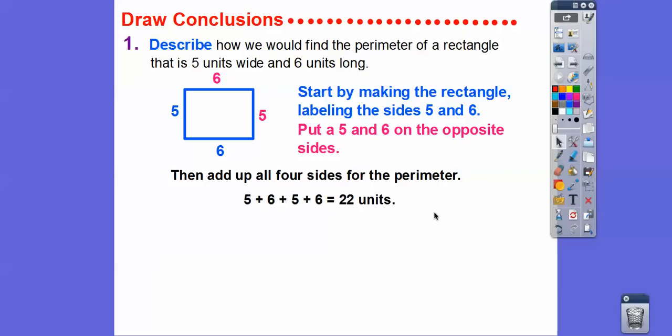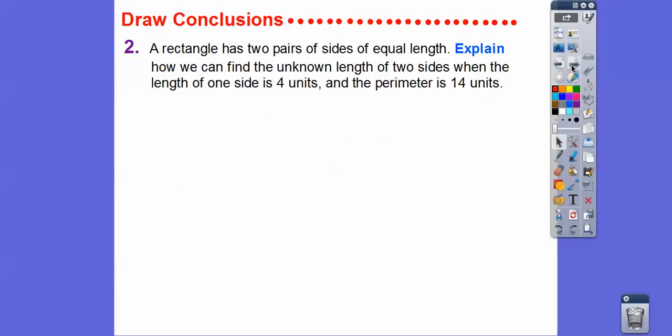When we add up all 4 sides, we get 22 units. So 5 plus 6 is 11. Another 5 plus 6 is another 11. So 11 plus 11 is 22.